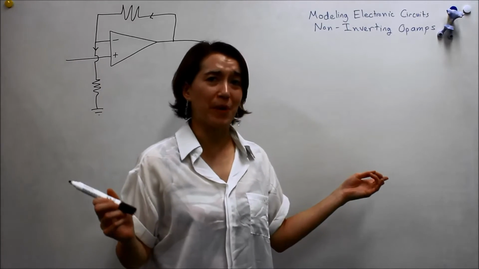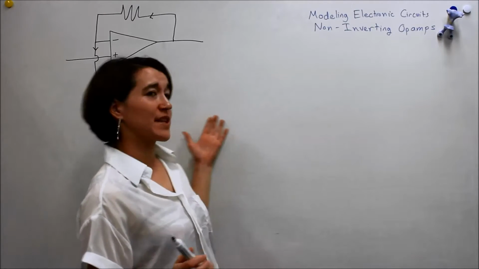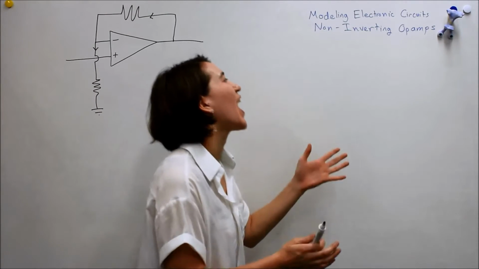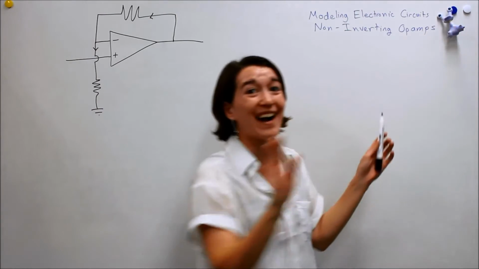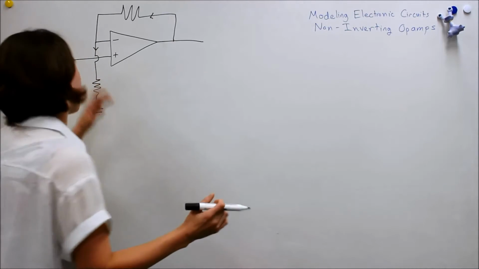And we're back with more modeling of electronic systems. We're going to talk about some more op-amps, and this time it's going to be a non-inverting op-amp. Valerie, it's non-inverting. You didn't get it wrong. Non-inverting. Okay, so here's the basic setup for a non-inverting op-amp.